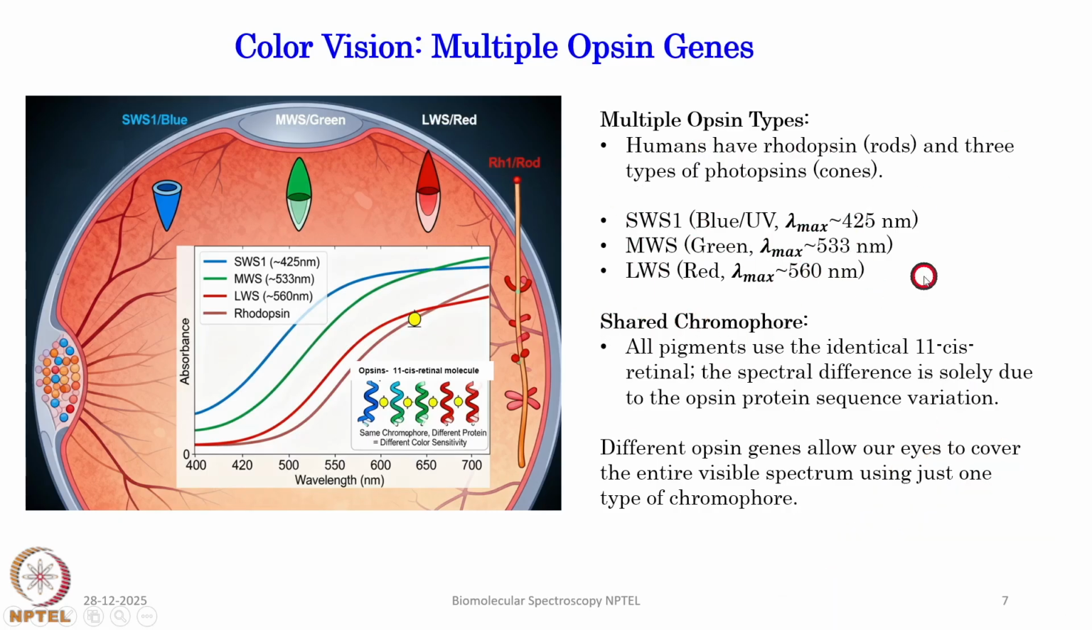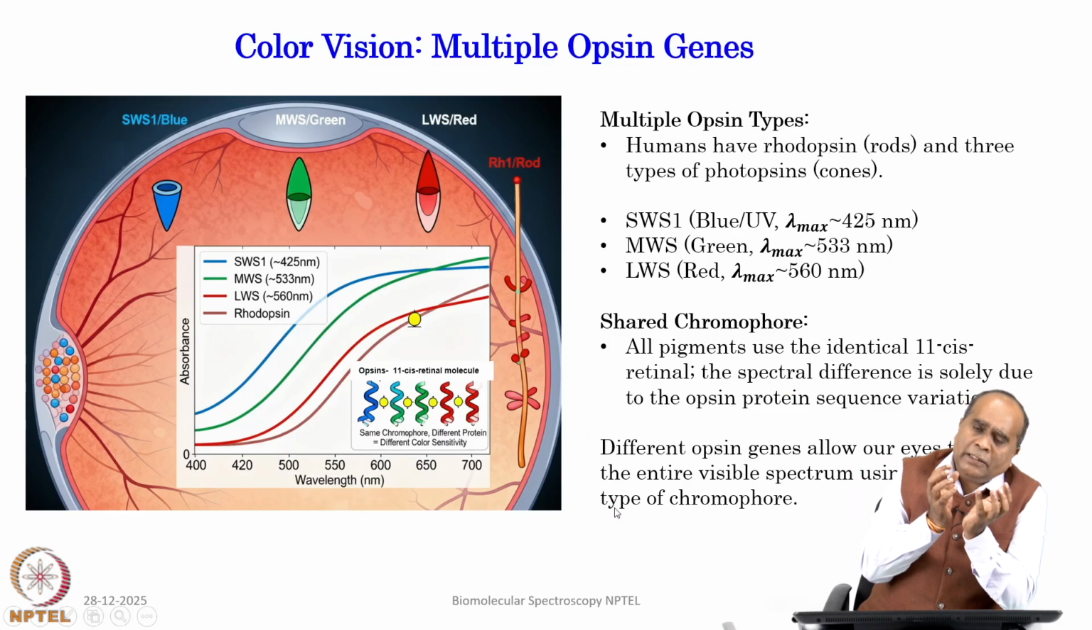Now, this shared chromophore: we have only one chromophore, and all pigments have an identical chromophore. The chromophore is 11-cis retinal. The spectral difference is solely due to opsin protein sequence variation. Although the protein sequences have a lot of similarity, there is a critical variation, and that critical variation introduces the environment change in these 3 shifts. So, differences in opsin genes allow our eye to cover the entire range.